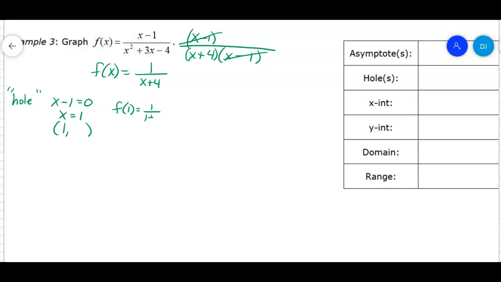equals 1 divided by 1 plus 4, which would just be 1/5. So 1 and 1/5 is going to be our whole. And we only have one whole because we only have one binomial that simplifies out of the numerator and the denominator. Okay, and now we're left with 1 divided by x plus 4.